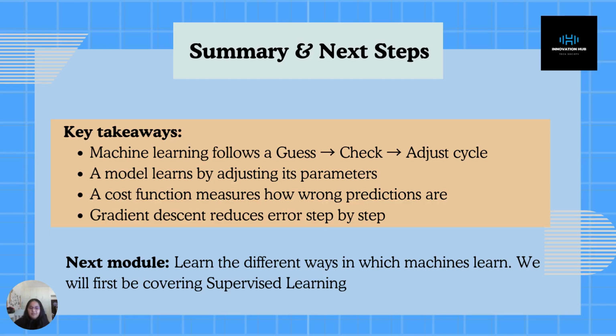Now, to summarize everything that we have covered, machine learning works through a loop of guessing, checking, and adjusting. A model learns by updating its parameters. A cost function measures how wrong the predictions are, and gradient descent is used to reduce error step by step. The ultimate goal is generalization, not memorization or overfitting. In the next module, we'll explore different types of machine learning and how they vary depending on the problem.